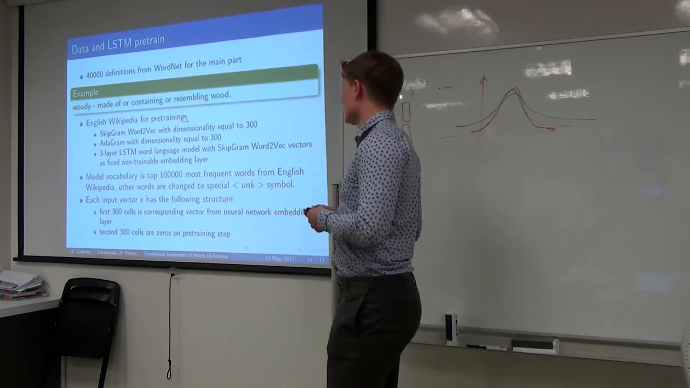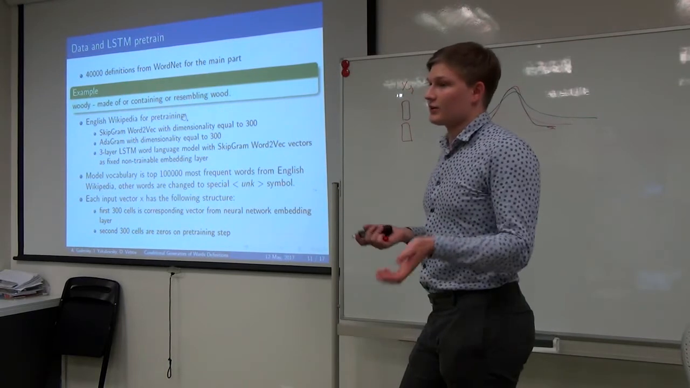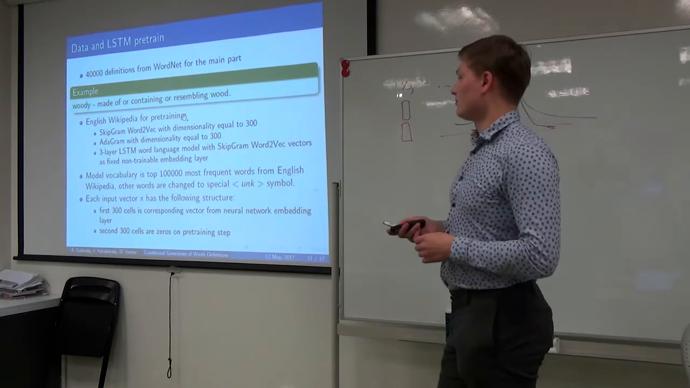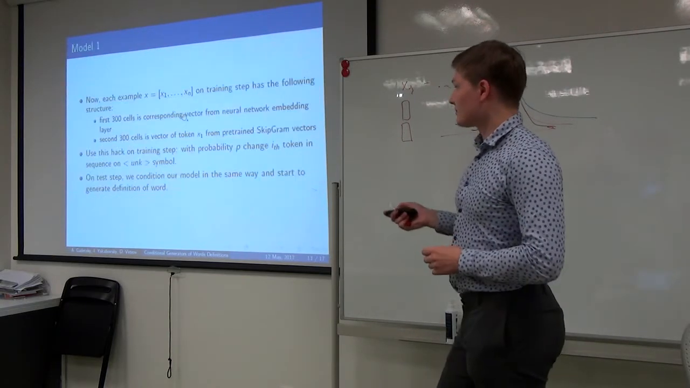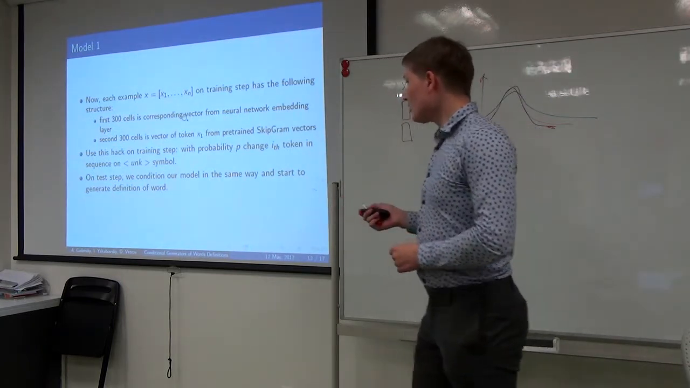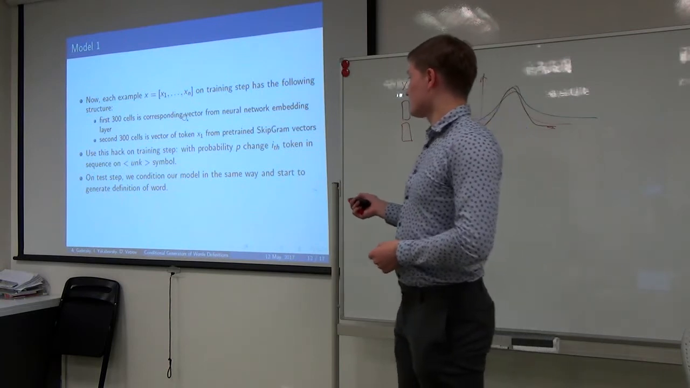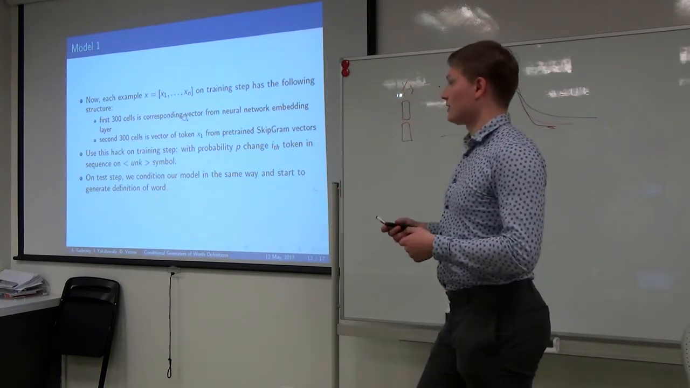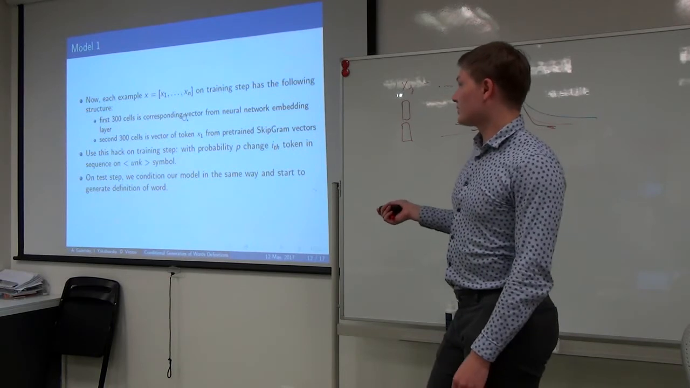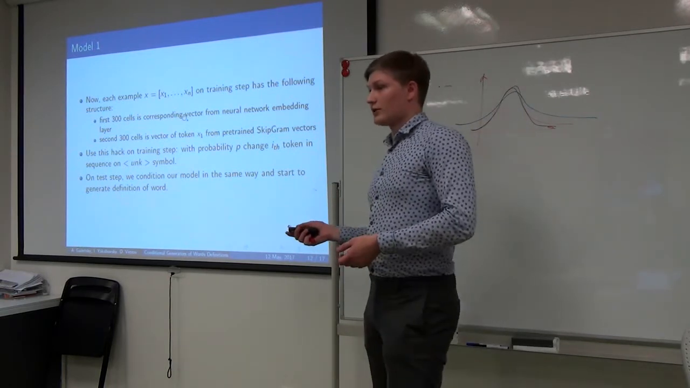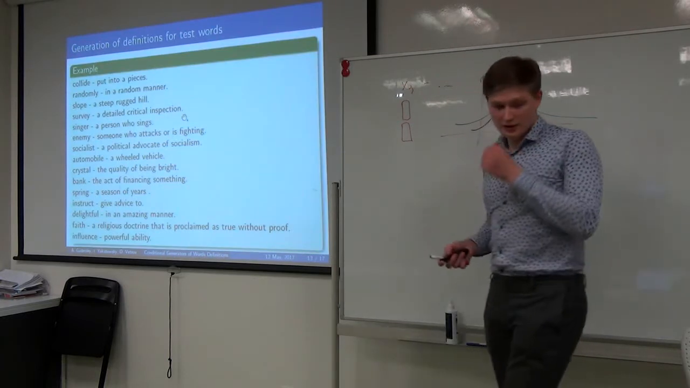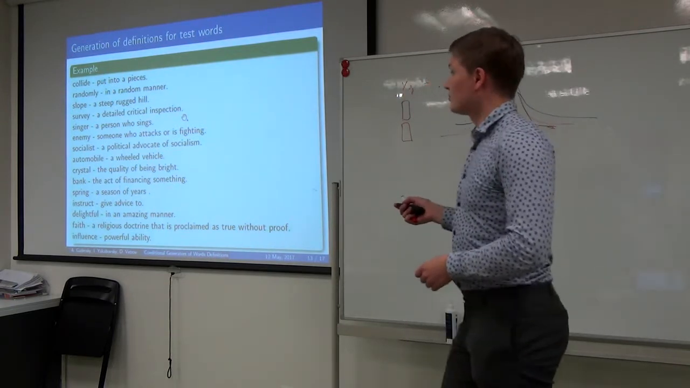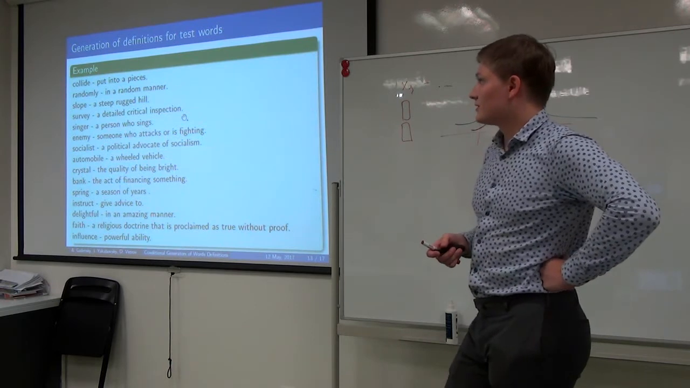Maybe we can train an RNN, but this is only pre-training, and we want to learn a language model, and then use it for modeling the generator of definitions. Also, such a hack as, with probability p, changing the ith token in the sequence to an unknown symbol helped us to train the network. On the test step, we condition our model in the same way and start to generate definitions of words. And here are results for test words. These are words the model didn't see at the training step.